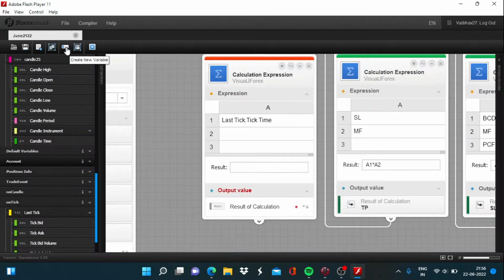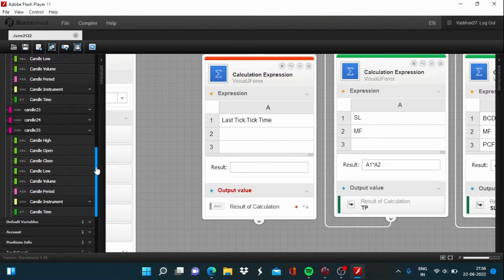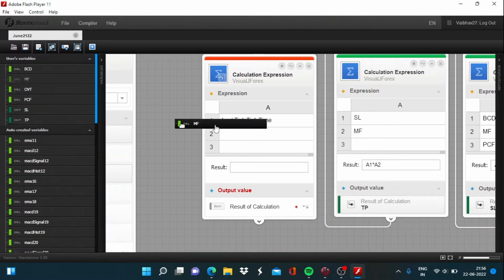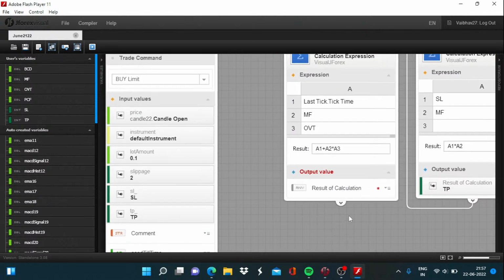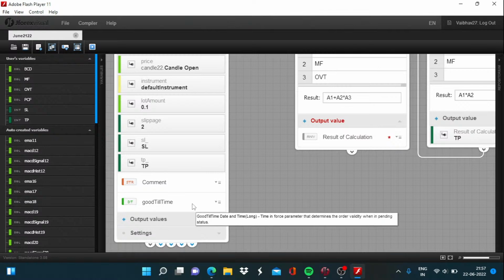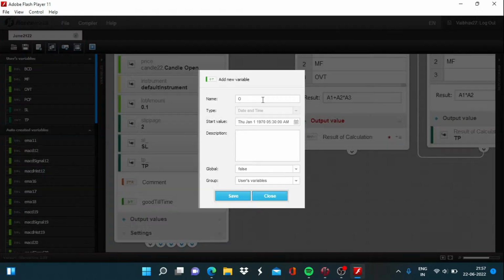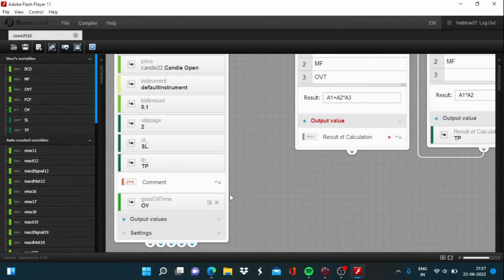Another variable. We already have a variable with the start value of 2. We will use it as it is. So I am going to take this variables and the calculation will be A1 plus A2 into A3. Okay, and this will be our order validity. So the order will remain valid for 2 hours. All right.